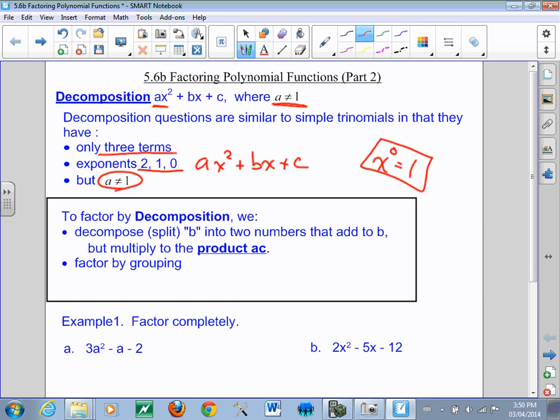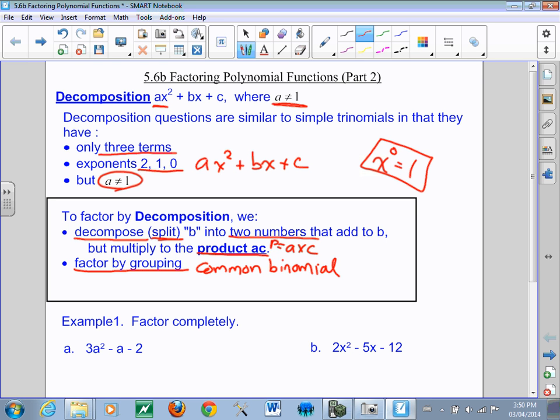So the two things we have to do differently: one is we're going to decompose or split the middle term into two terms. And you have to remember that the product is a times c, so p equals a times c when we're doing our margin. And then you're going to factor by grouping, so you're going to find a common binomial.